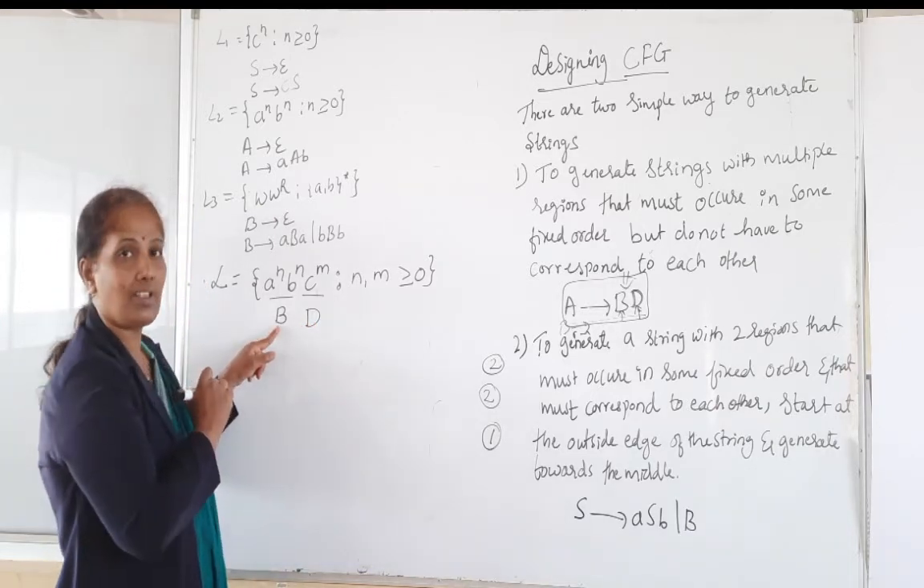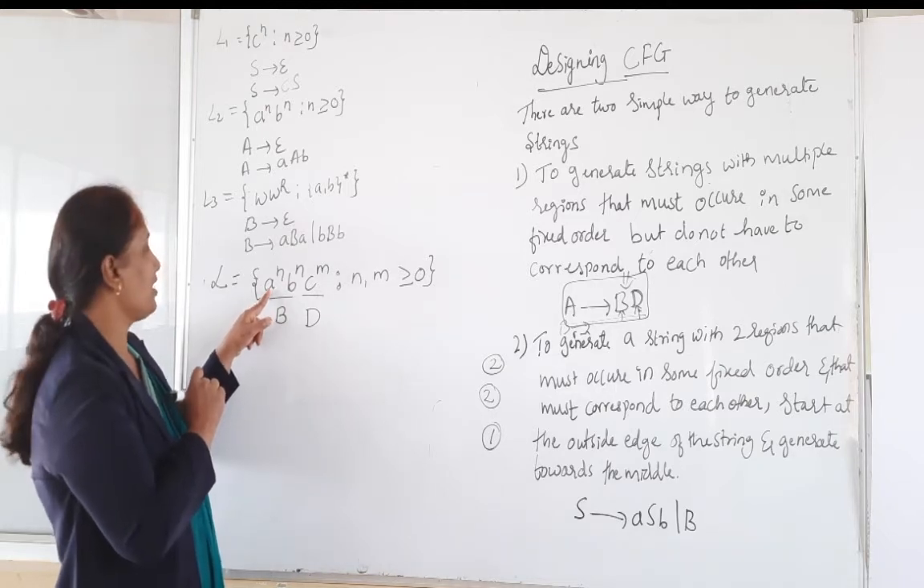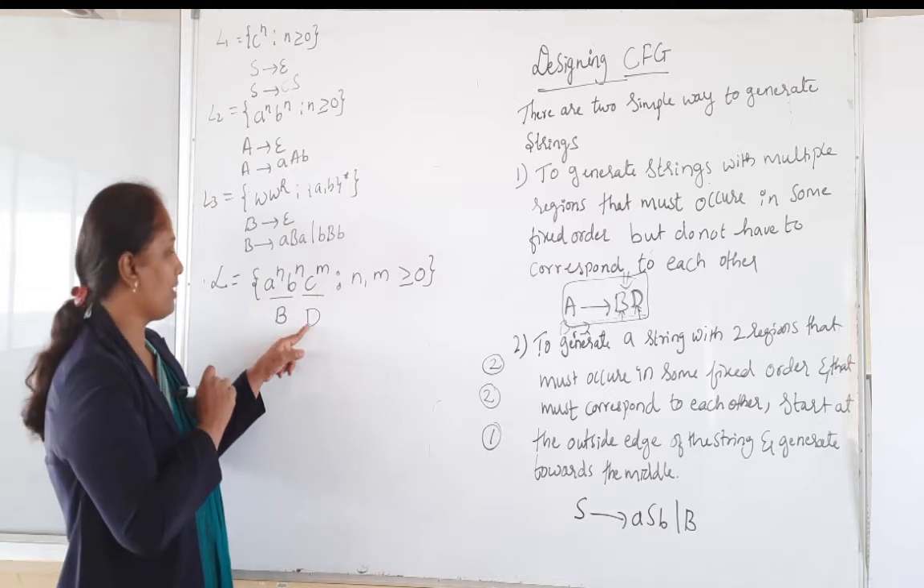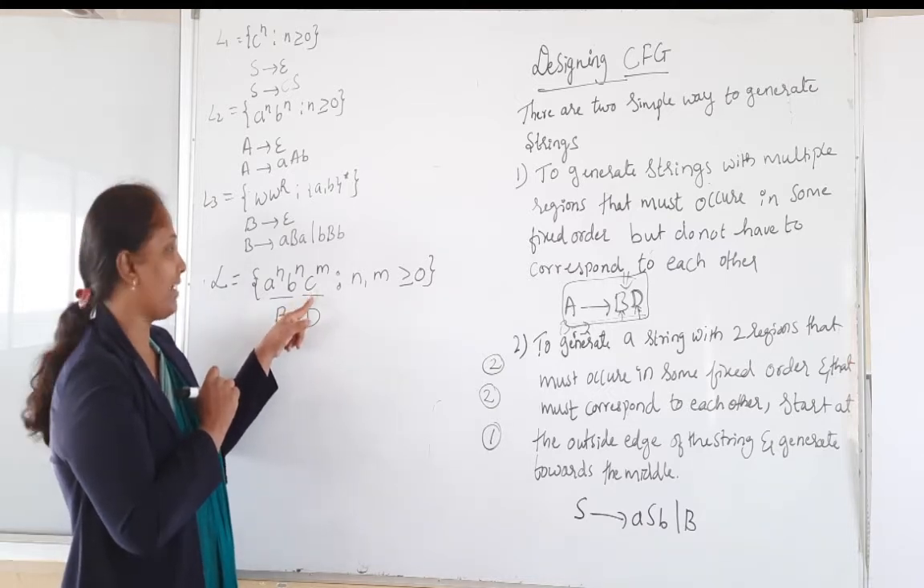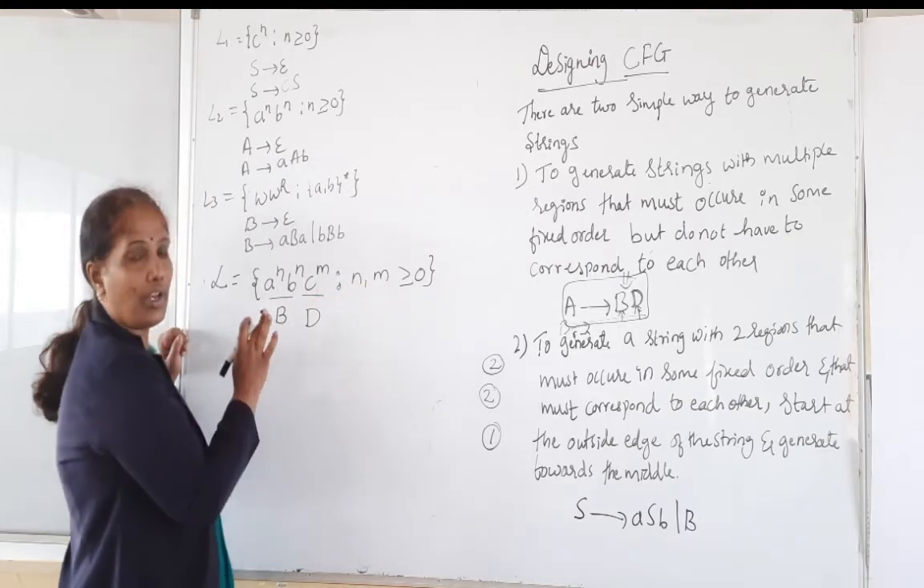So what is the purpose of B in the grammar? It will define the strings belonging to the region A raised to N, B raised to N. And what is the purpose of D in the grammar? It defines the strings belonging to the second region, that is C raised to M. And the occurrence of these is 0 or any number of times.